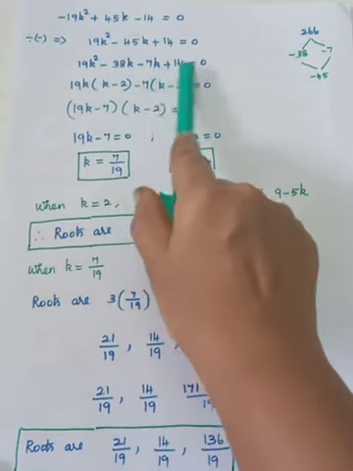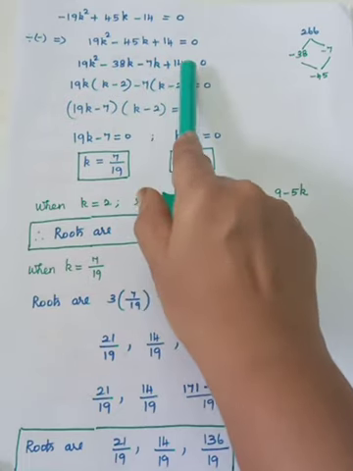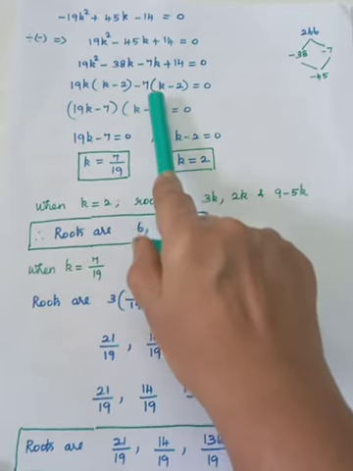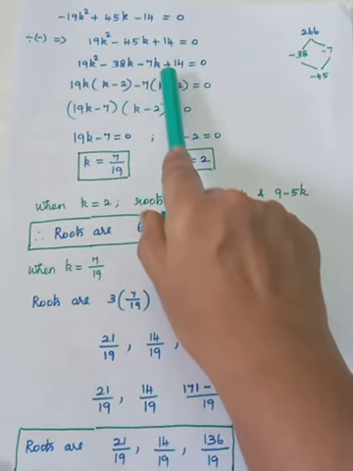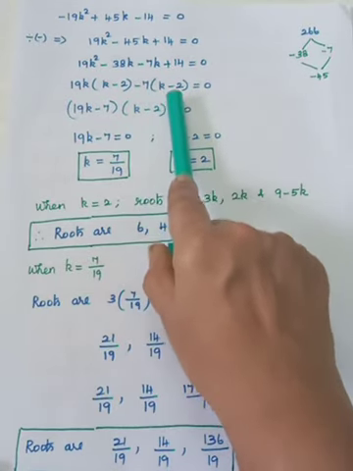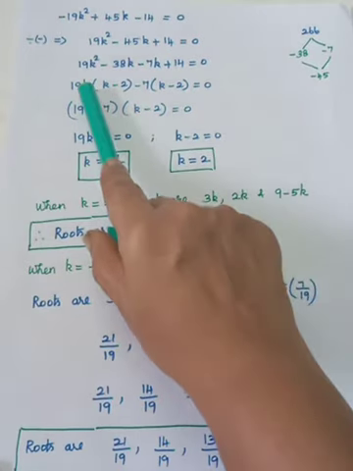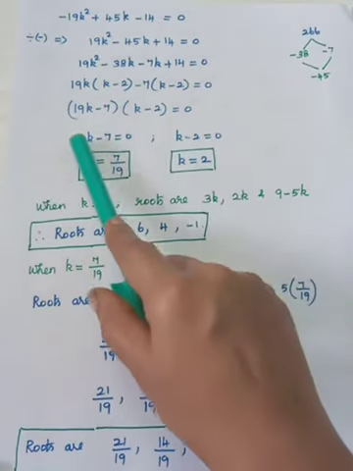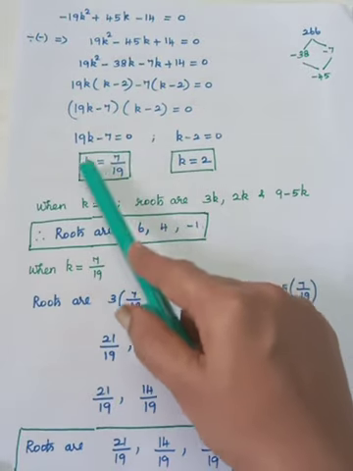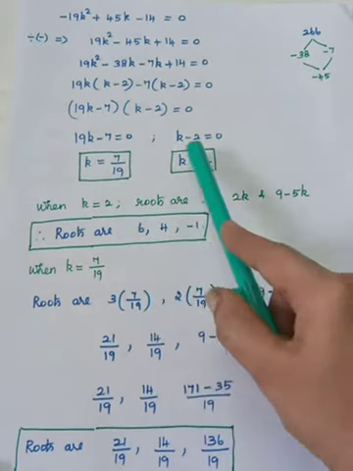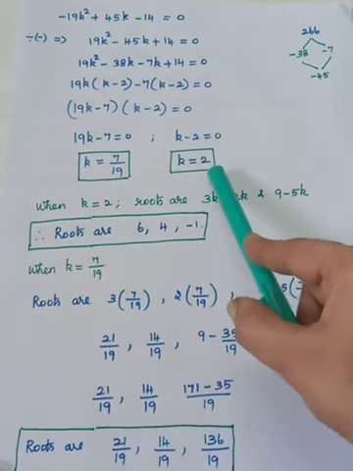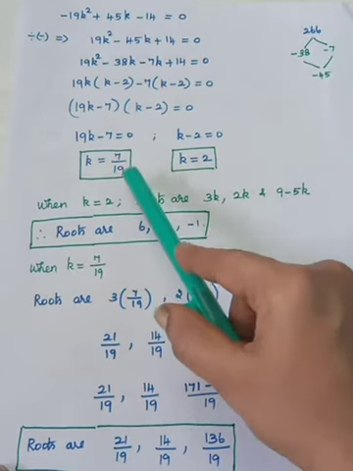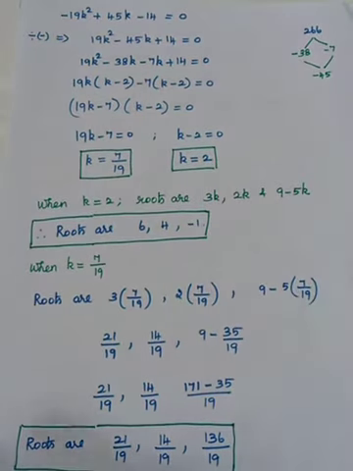In the same way, minus 7 is taken out from the third and the fourth term. Minus 7 is taken out means here you will have k, and from this, the remaining is minus 2, is equal to 0. So (19k minus 7) into (k minus 2) is equal to 0. 19k minus 7 is equal to 0 means k is equal to 7 by 19. k minus 2 is equal to 0 means k is equal to 2. So we have found k as two values: one is 7 by 19 and another one is 2.